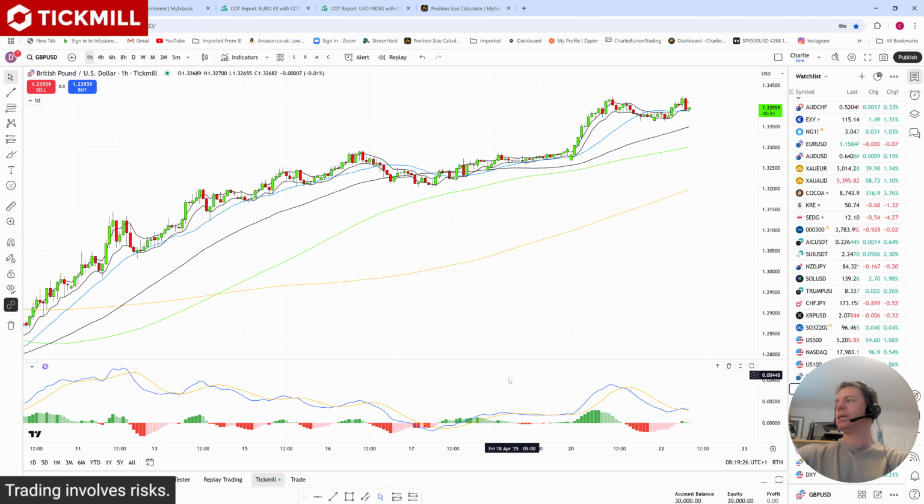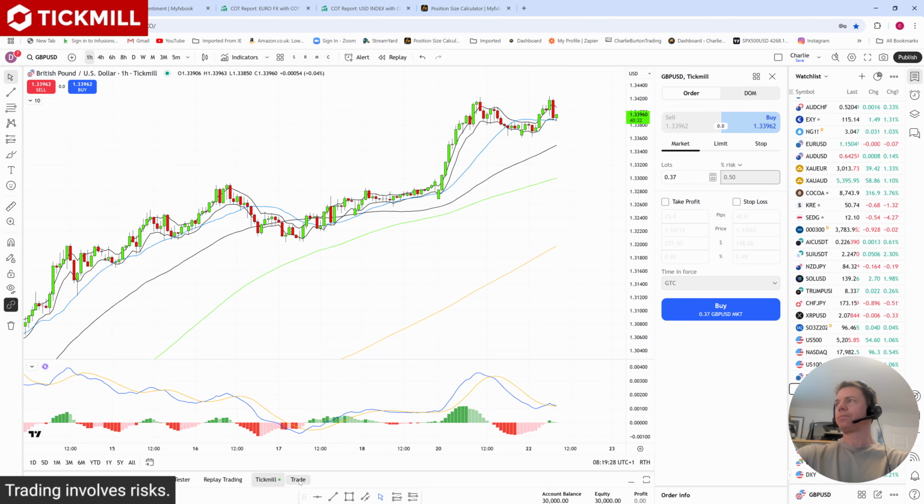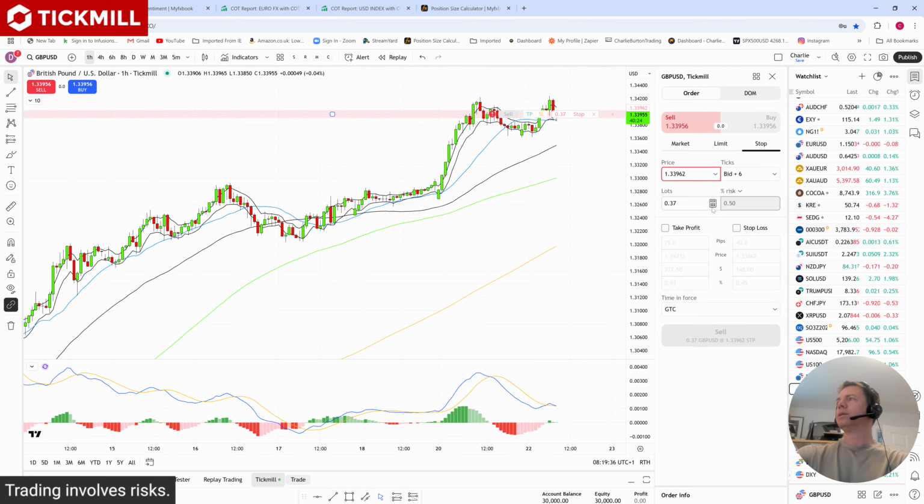So what I'm going to do is bring up the order ticket, and put in a sell stop order. Okay, so I'm just going to start building this up. We've got in 0.5% risk. So let's see if I can change this order first of all. So we're looking at 133.84.